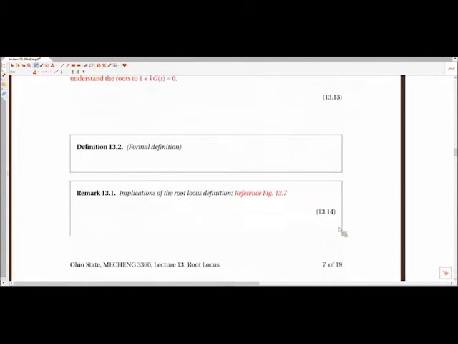Oops, got off somehow. I got a little shifted here in my notes.